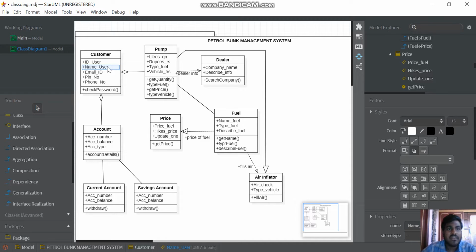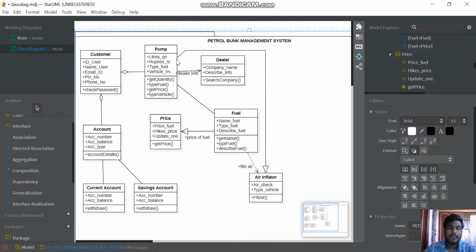So, first I have given Customer. In this petrol bunk management system, we can use functionalities in a more systemized way. First, the customer is going into a petrol bunk. He gives his ID, name, email ID, PIN number, phone number, and finally the operation check password. It verifies the password. If it matches the user, then he goes to the pump, where he gets the fuel.